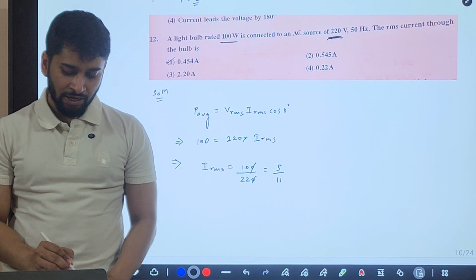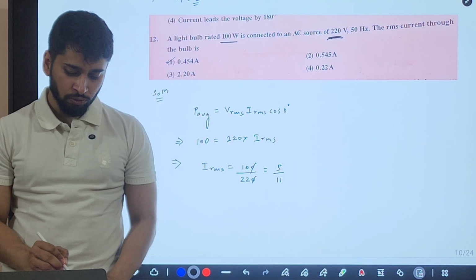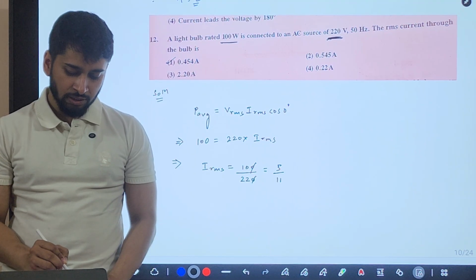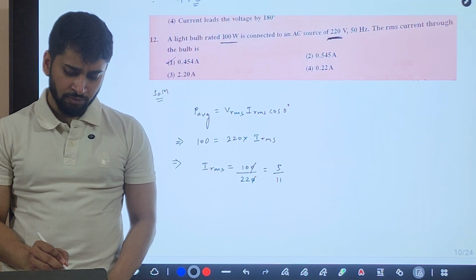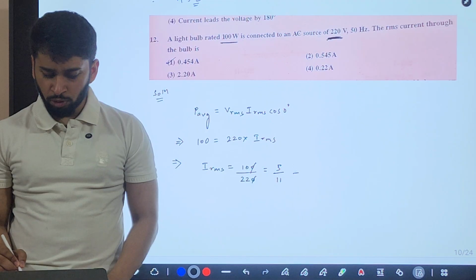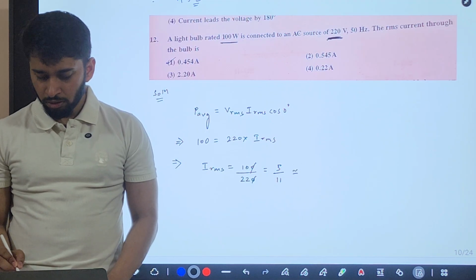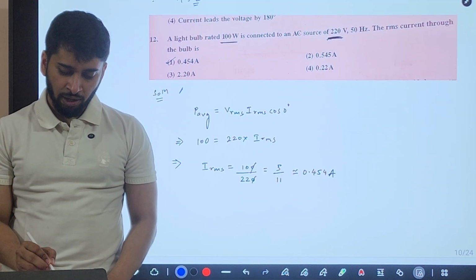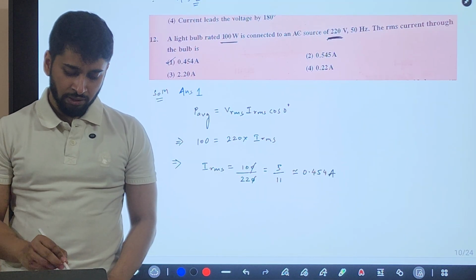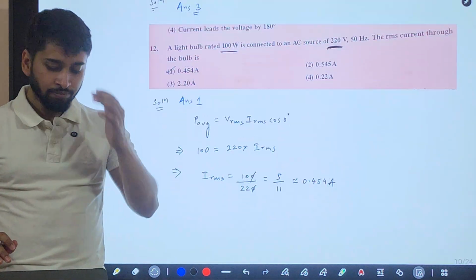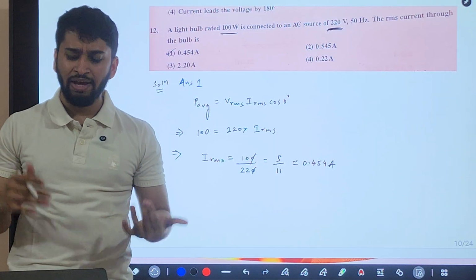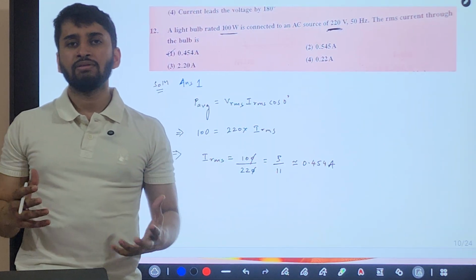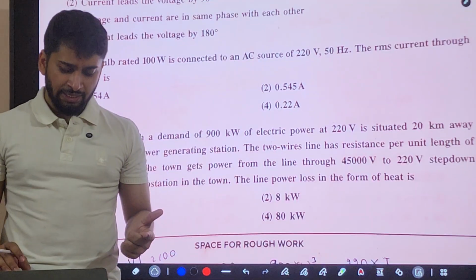5 by 11. You divide, 5.04 times 44, 5 times. So it seems close to 0.5, 0.454 ampere. So answer will be option 1. The speed is the key here, right? Clear? Fine. Average power is Vrms Irms cos phi. A bulb is just a simple resistor. Phi will be 0 degree here. Moving ahead, let us see the next question.